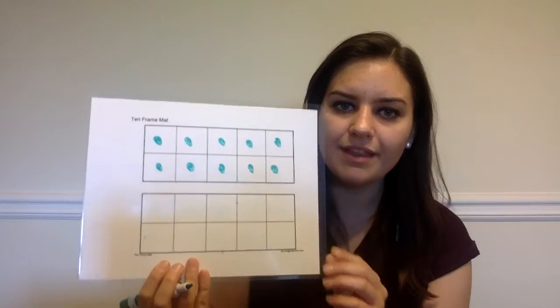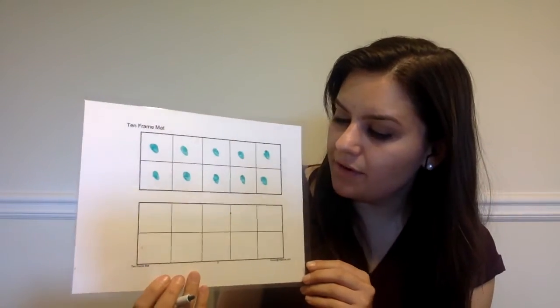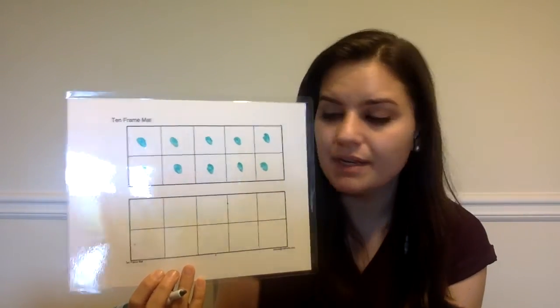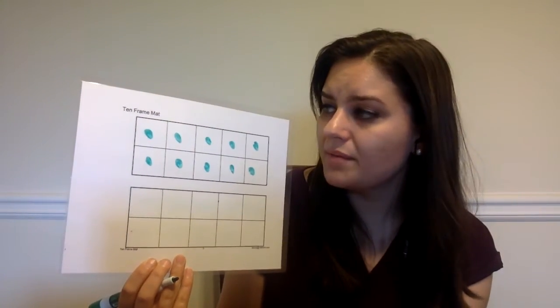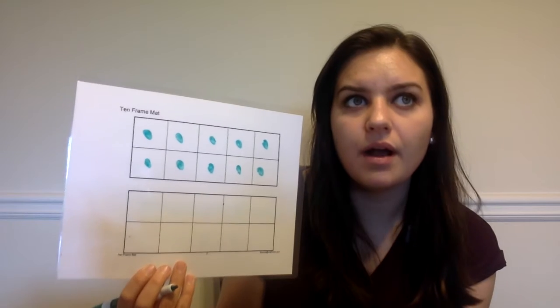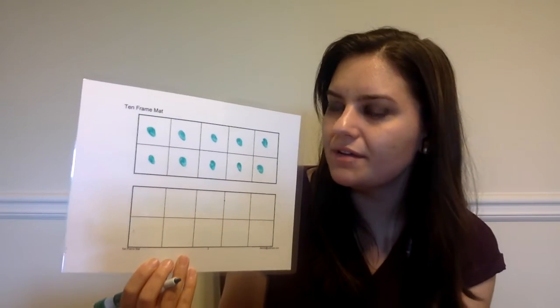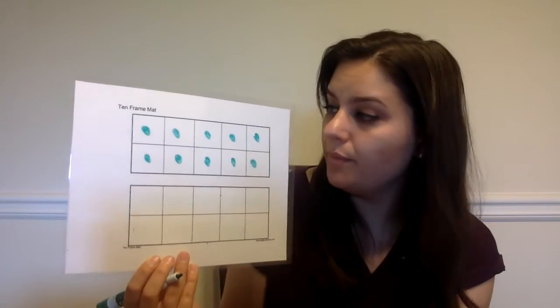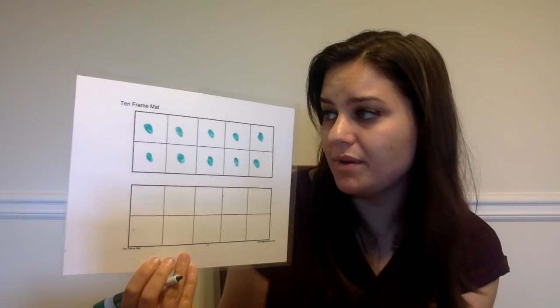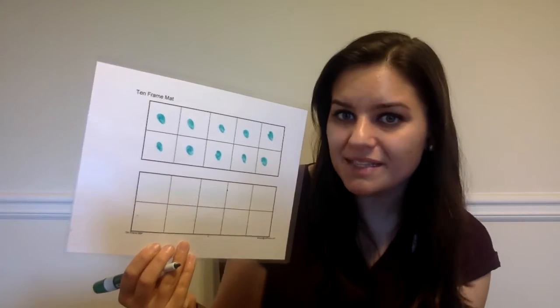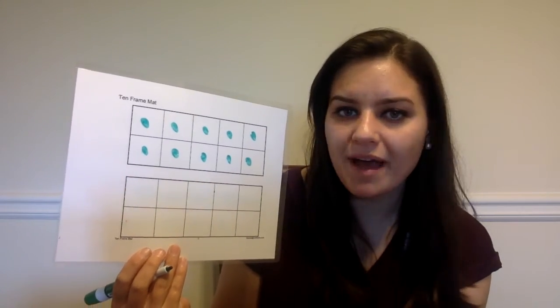So if we want to represent our teen numbers using the 10 frames, we can add circles to the bottom 10 frame. They don't have to be circles when you use this on your own. If you have counters at home, like the little teddy bear counters, you can use those. You can make your own 10 frame mat at home. You can even draw stars or rainbows or smiley faces if you want. It's up to you with what you have at home.